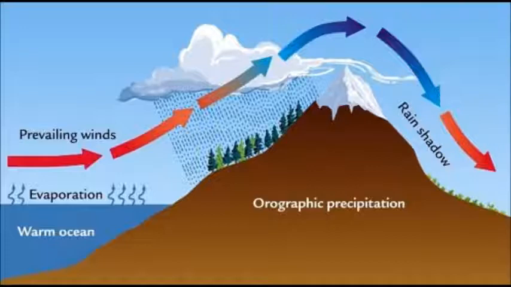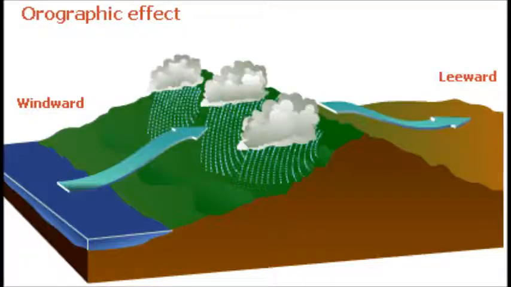The windward side of the mountain receives more rainfall, while the leeward side of the mountain receives less rainfall. The leeward side is generally called the rain shadow region.